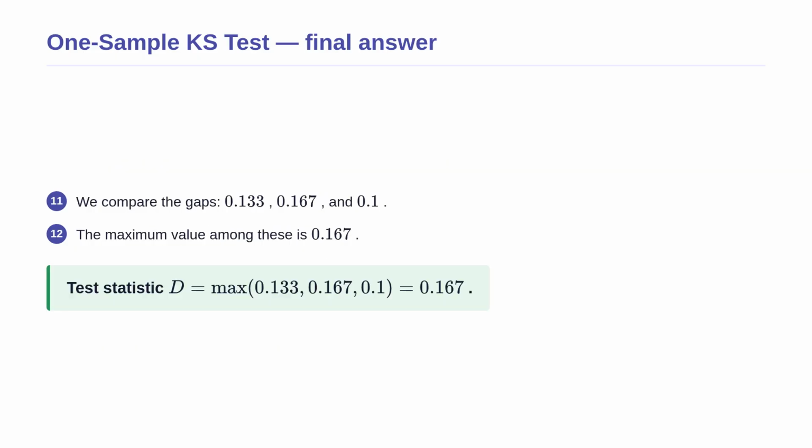Now we gather all the absolute differences we just calculated. We compare 0.133, 0.167 and 0.1 to find the absolute largest value. The maximum value among these is 0.167. This maximum gap becomes our official test statistic D. Because this maximum gap is relatively small, the empirical staircase stays very close to the theoretical line. We would likely conclude that the data does indeed follow a uniform distribution.